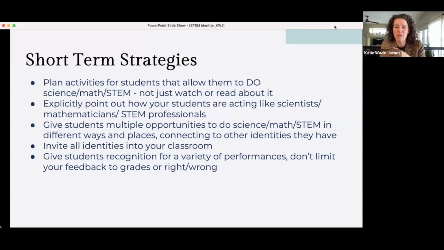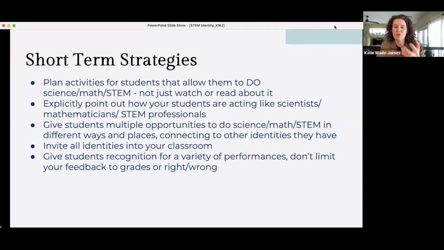Also, explicitly pointing out when your students are acting like scientists. I see a lot of teachers when I go in their classrooms, and they call their students scientists, or they'll say, wow, that's exactly like what a scientist does. That's a great question, just like a scientist would have. So providing that recognition for a meaningful science identity.